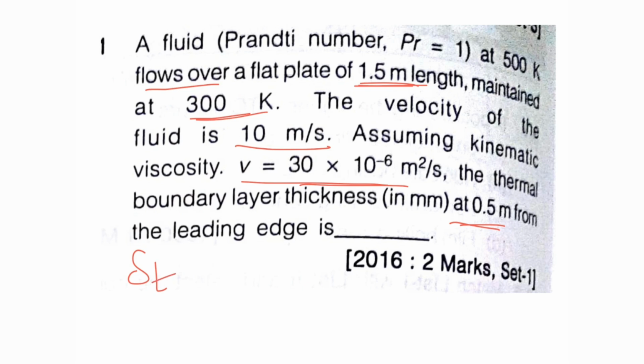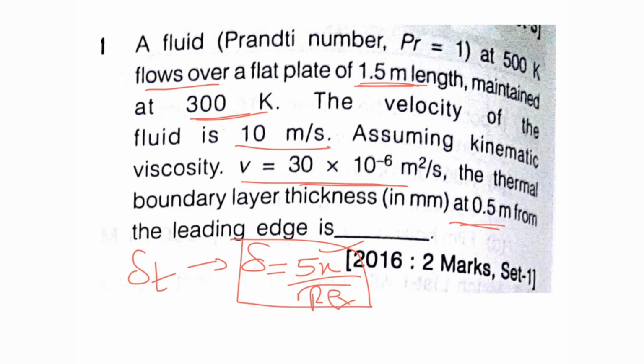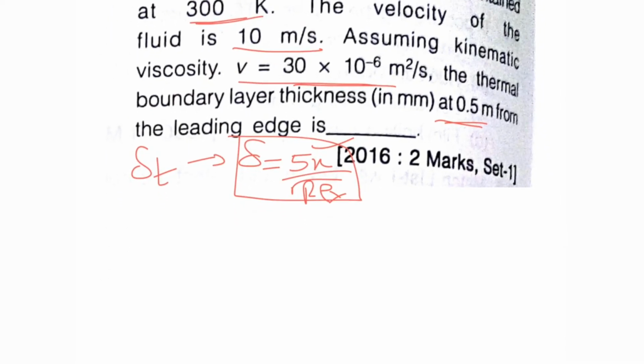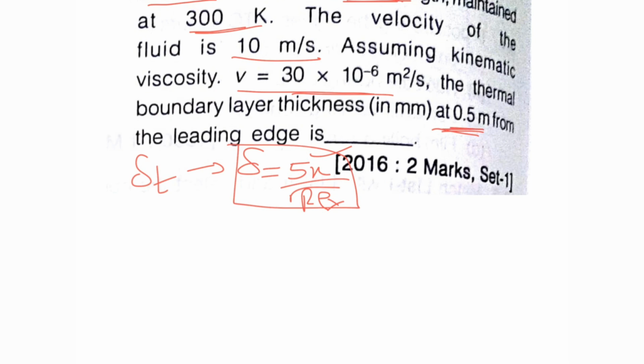So they are asking you to find the delta T value. But to find delta T, first of all we need delta, and we have the formula for delta as 5x upon root over Rex. Here we will use the exact method, that is Blasius solution. 5x, he is asking us the value at x is 0.5, that is, let us say this is your flat plate which is of 1.5 meter length, he is asking you to find the value of delta T at a distance of 0.5 meter from the leading edge.